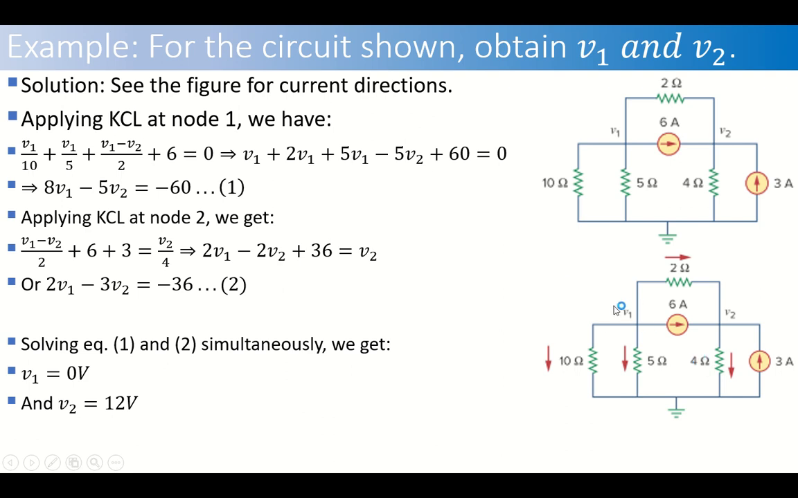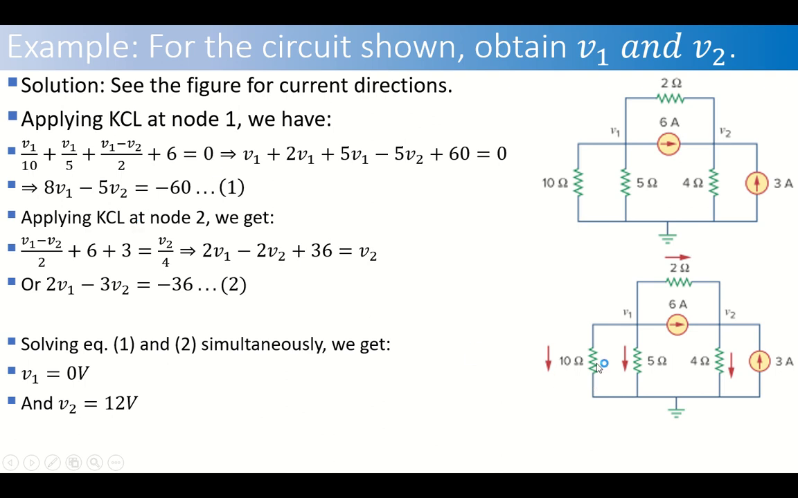Before applying Kirchhoff current law at node number 1, we can see that there are 4 branches connected to node number 1: 2 ohm, 6 ampere current source, 5 ohm, and 10 ohm. So there are 4 currents that we should consider. You can see that this is outgoing, this is outgoing, this is outgoing, and this is outgoing. All these 4 currents are actually outgoing currents. So the sum of the outgoing currents should be equal to the sum of the incoming currents. Since there is no incoming current, that sum should be equal to 0.